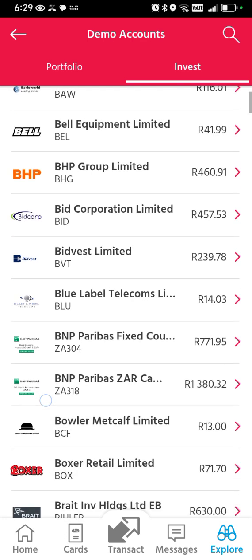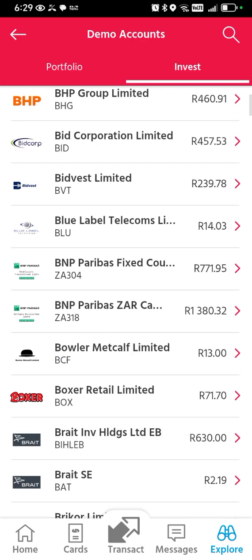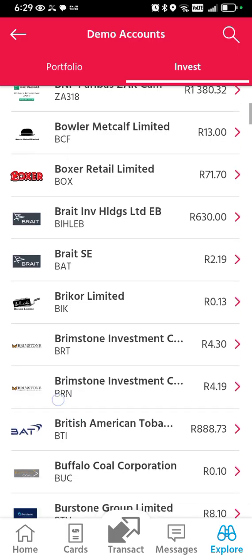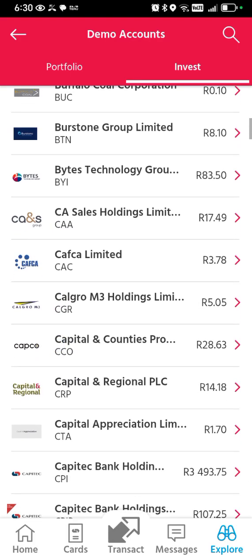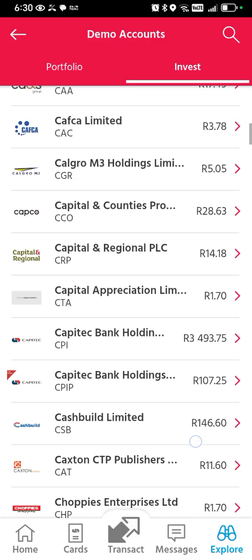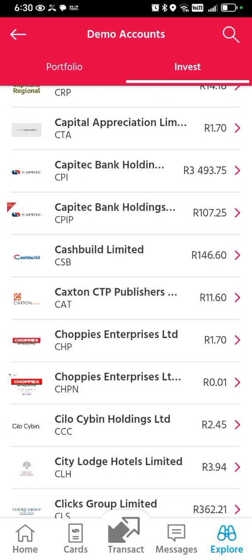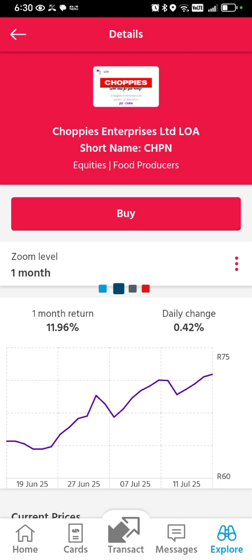Bell Equipment. Some others, the shares are very expensive. You get 800 Rand per share. Some are still 5 Rand. So to start investing, it doesn't take a lot of money, because maybe you can look for a company that is easier to get into the market, like 1 Rand. Like, see, even this one is 1 cent a share. Choppies Enterprise.